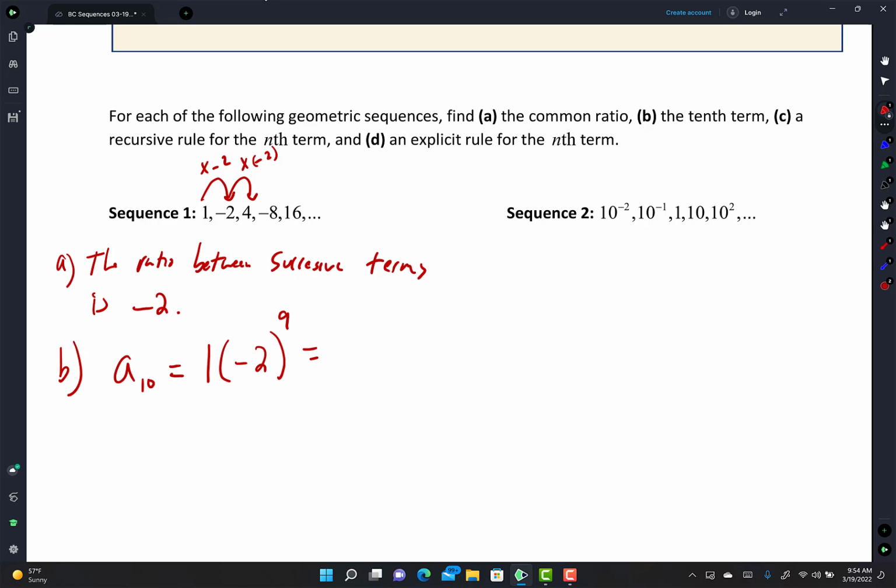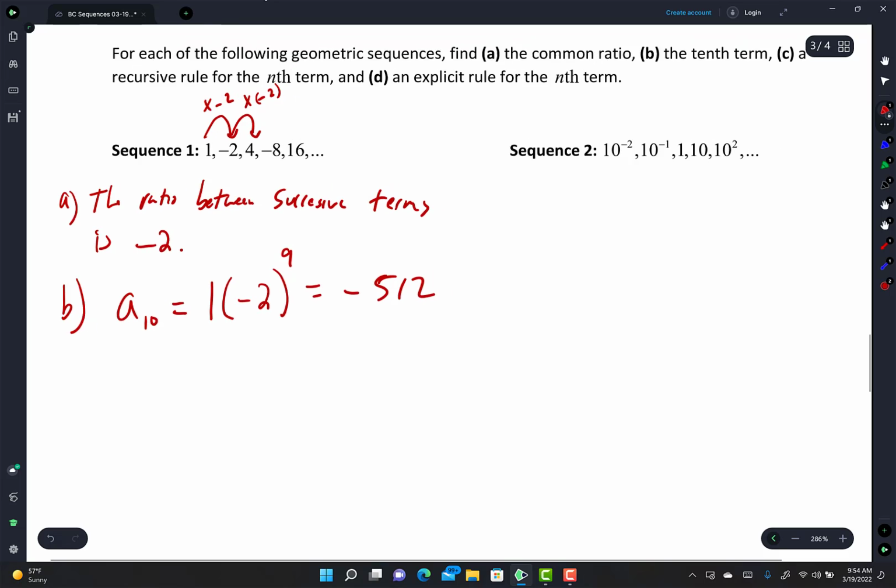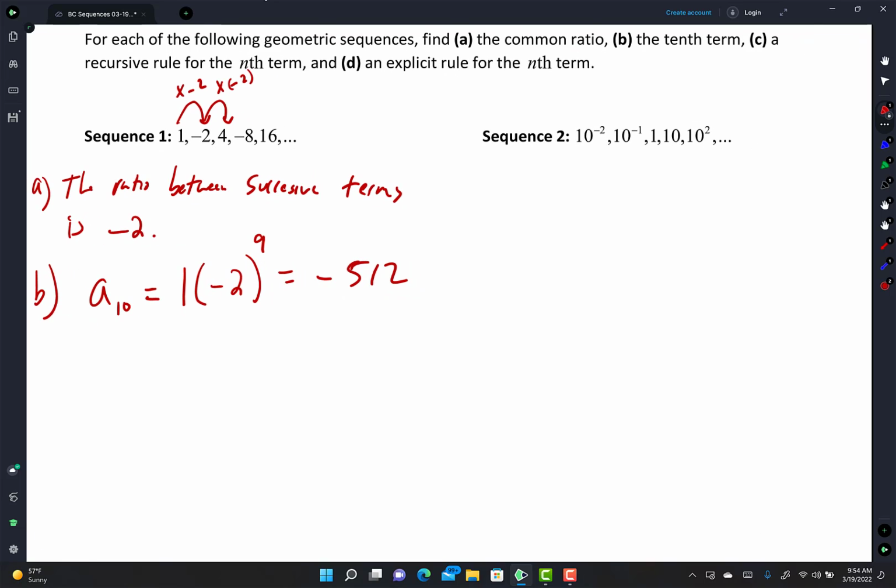And then, I don't know what negative 2 to the 9th is. It's some number. Let's see. 2 times 2, 4, times 2, 8, times 2, 16, 32, 64, 128, 256, 512. Negative 512. Are we okay? All right, here we go.